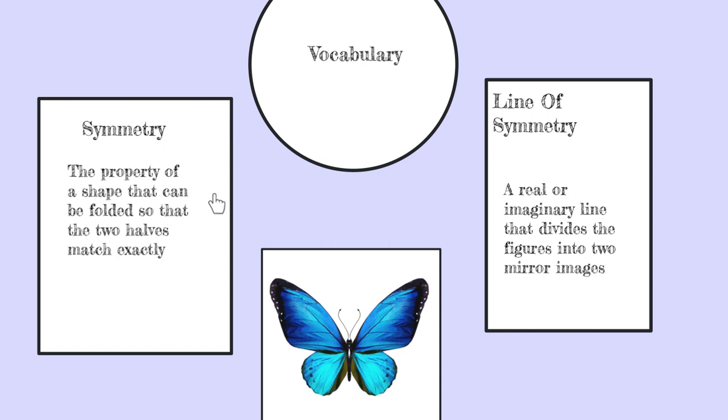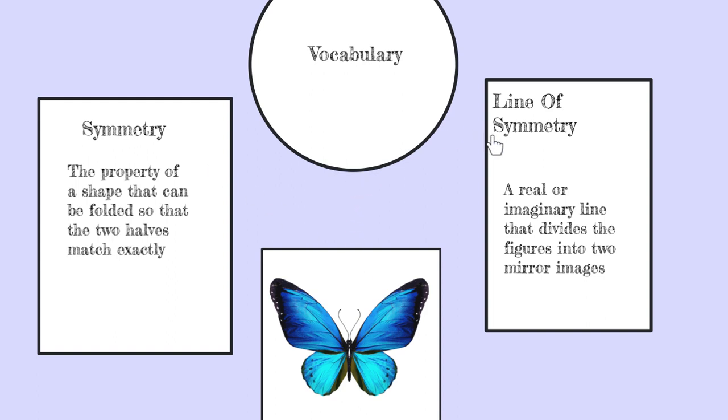So symmetry is the property of a shape that can be folded so that the two halves match exactly. If we were to look at this butterfly right here, if there was a line down the middle and I folded it over, these two halves would line up perfectly. So this object is symmetric.